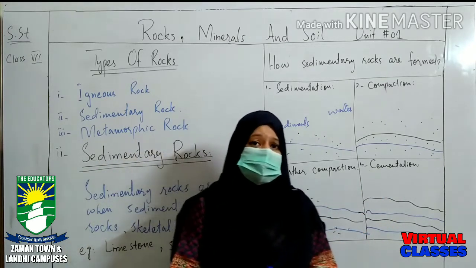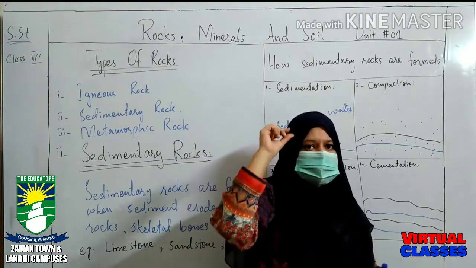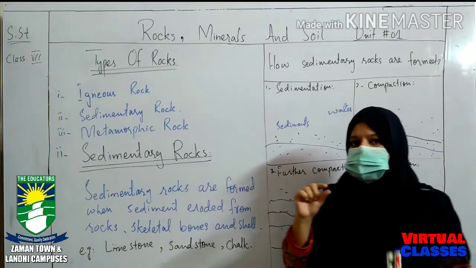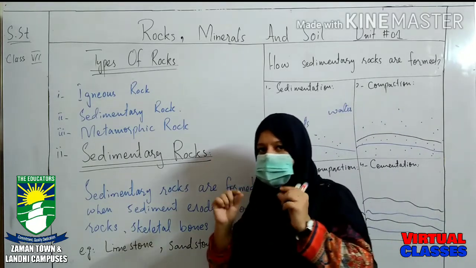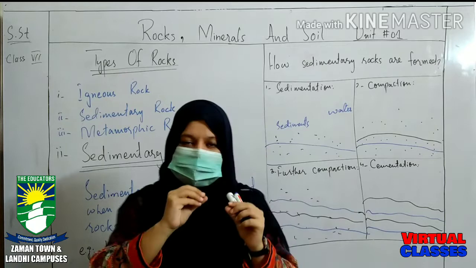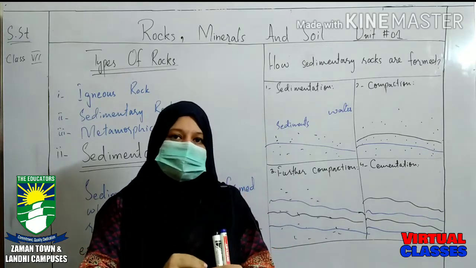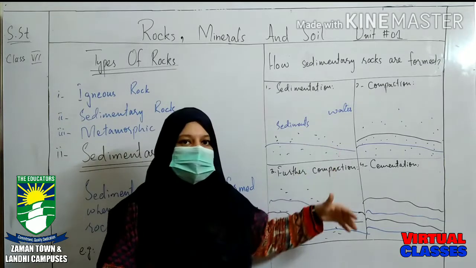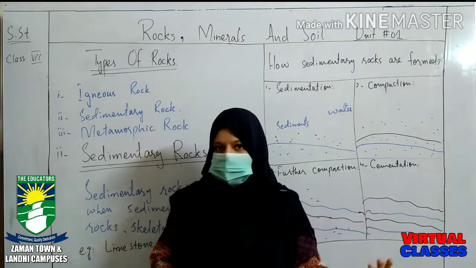As these rocks are made up of different materials like rocks, skeletal bones and shells, they have different types of grains. These grains have spaces in them. These rocks are porous, they have space in them, so they allow water to move through them.